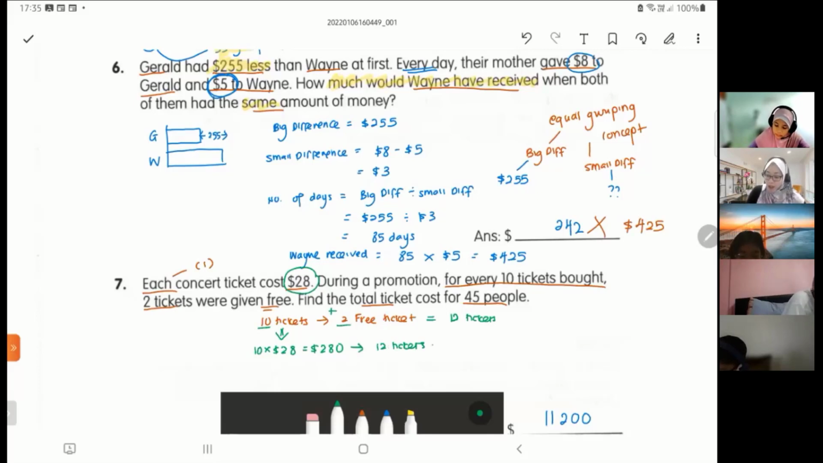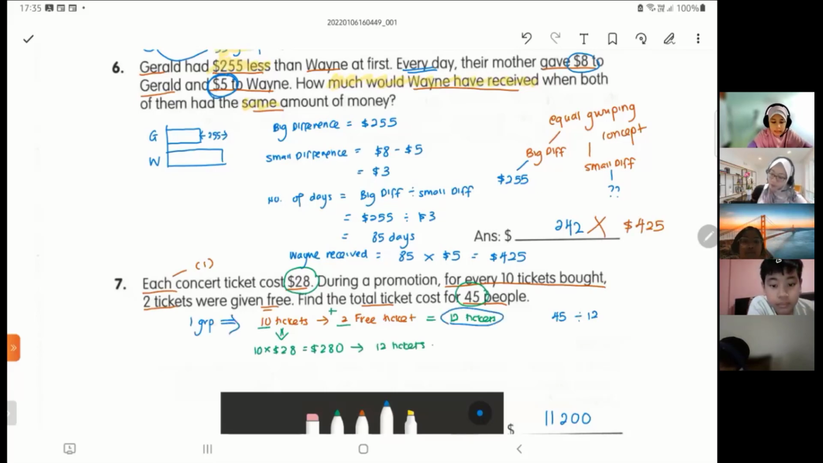So now I want to buy for how many people? 45 people, right? So what do I do? I take 45, I divide it by the 12 tickets. This is one group. In one group of tickets, it will be 12. So I want to know the number of groups that I can get for 45 people. Of course, there will be a remainder. Usually there will be a remainder in this kind of question. So I have 3, remainder 9.